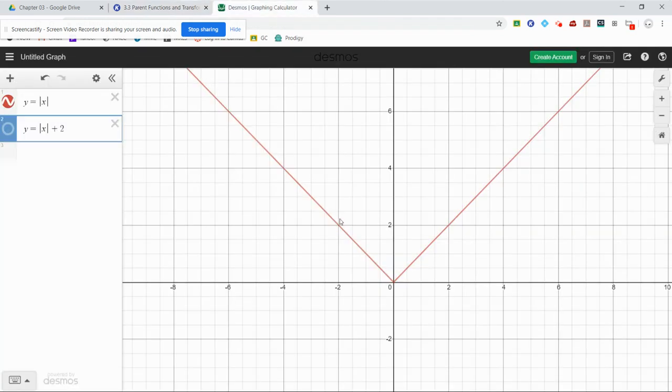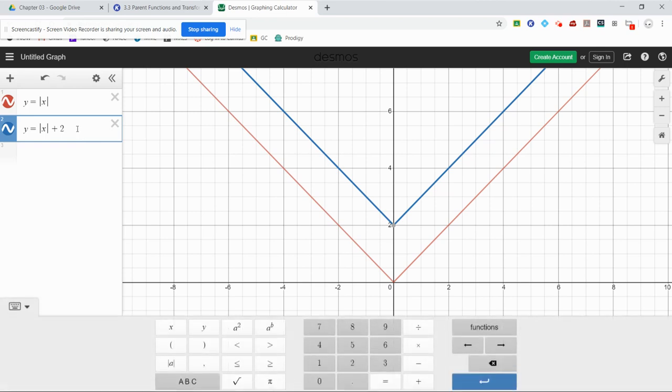And again, you see here your original absolute value function. And notice what I've done again, the absolute value of x, and then I've applied the plus 2 outside of that. When I click on it, look what happens. Instead of moving it left or right, it actually took that function and it's identical. It just moved it up.